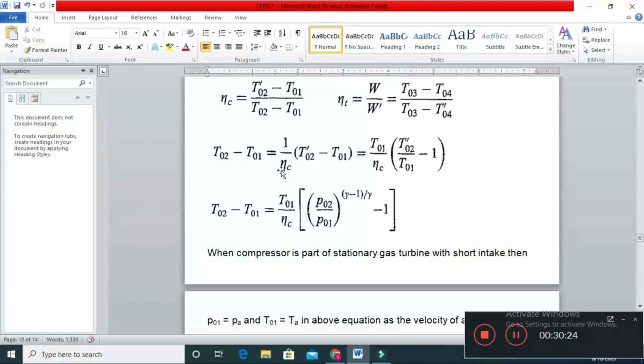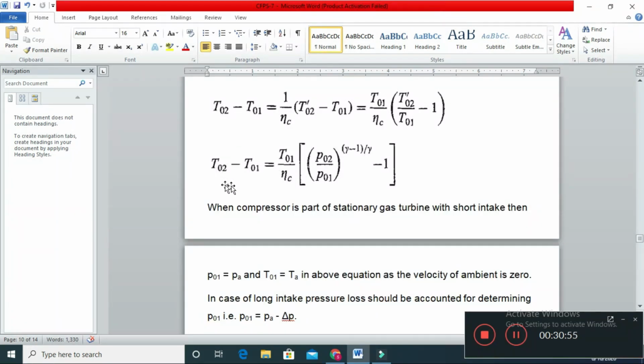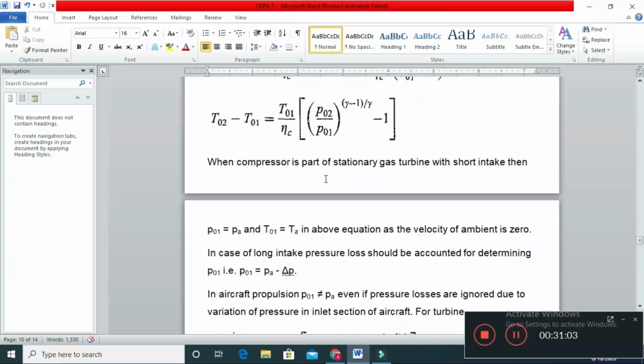We can write the relation in modified form by doing some manipulation, taking common T01 and writing this temperature ratio in terms of pressure ratio. Since this is the ideal temperature at location 2, and this is the temperature at location 1, we can write the isentropic relation for the ideal temperature ratio. Now the actual temperature rise is in terms of pressure ratio.